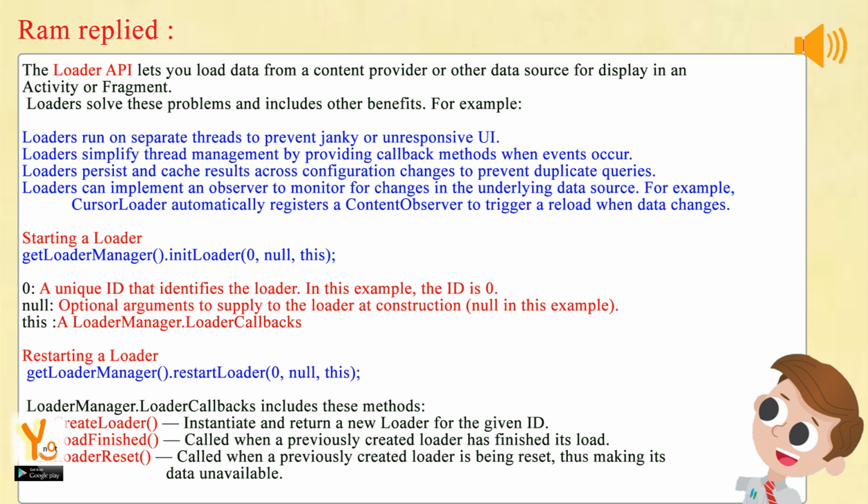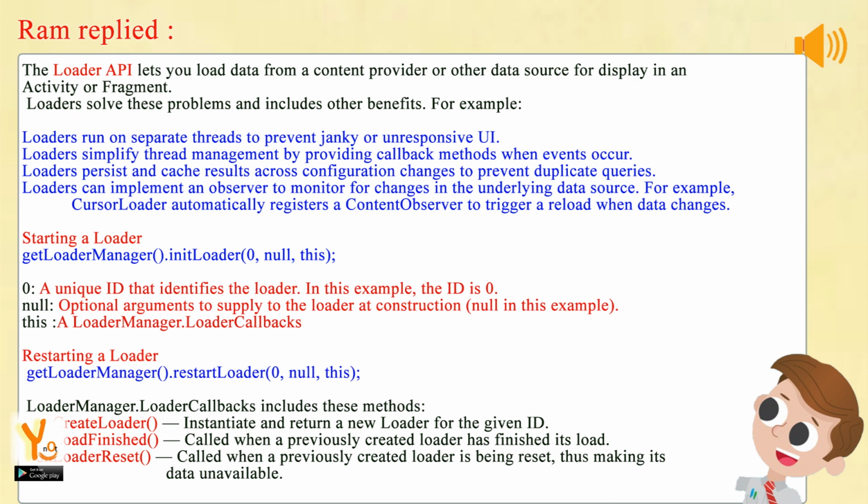For example, loaders run on separate threads to prevent jank or an unresponsive UI. Loaders simplify thread management by providing callback methods when events occur. Loaders persist and cache results across configuration changes to prevent duplicate queries. Loaders can implement an observer to monitor for changes in the underlying data source. For example, CursorLoader automatically registers a content observer to trigger a reload when data changes.